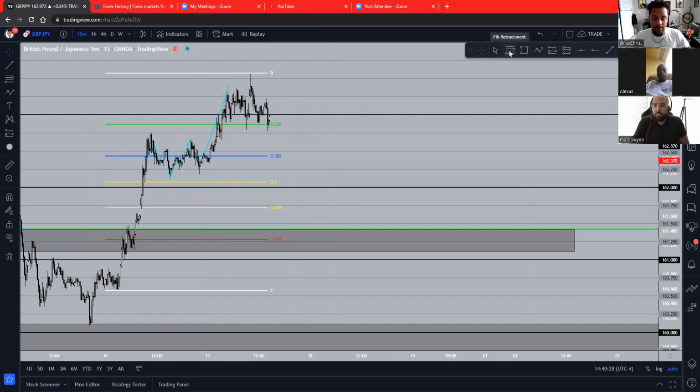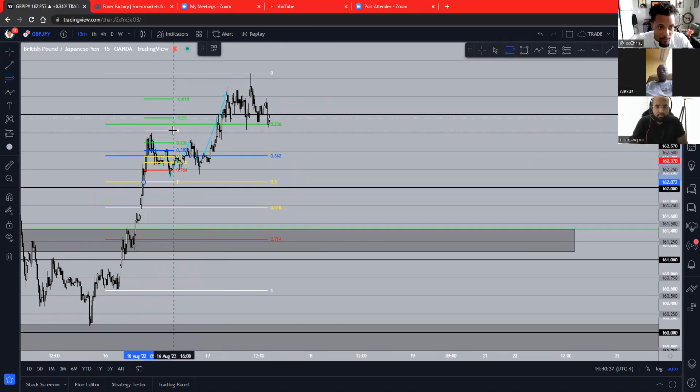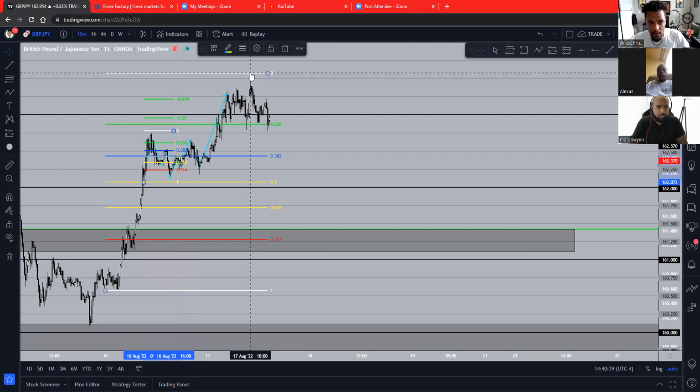try to get your structure on the higher time frame, and then go to the 15-minute for your entry. Because right here, let me delete this fib. I'm gonna show y'all what I looked at last night.